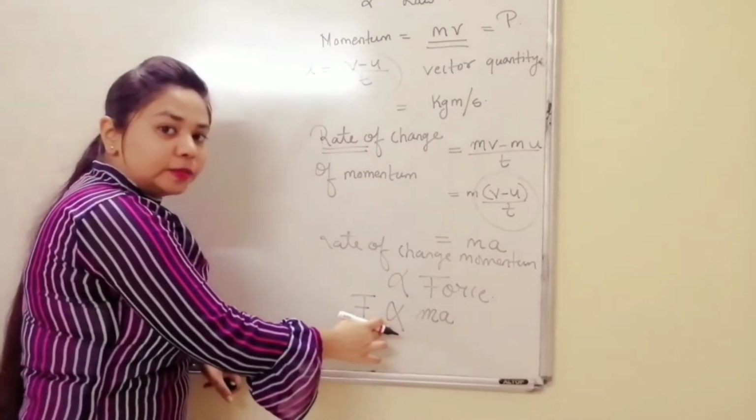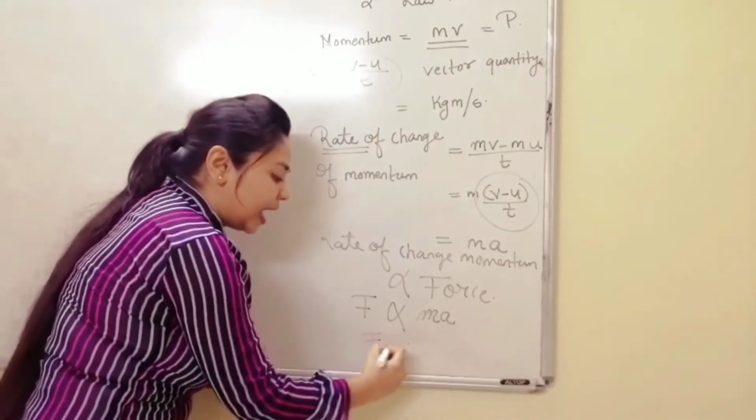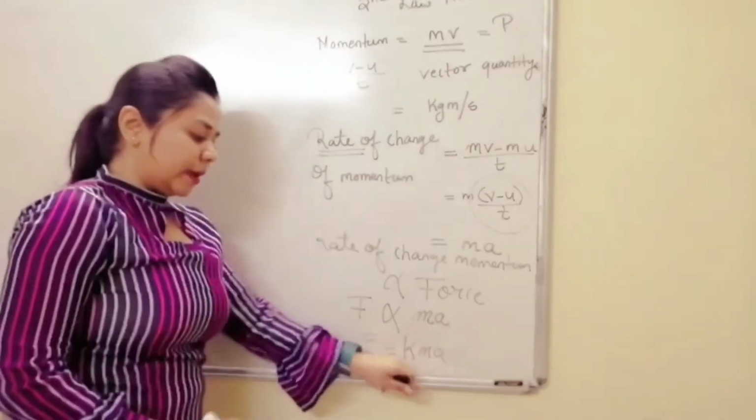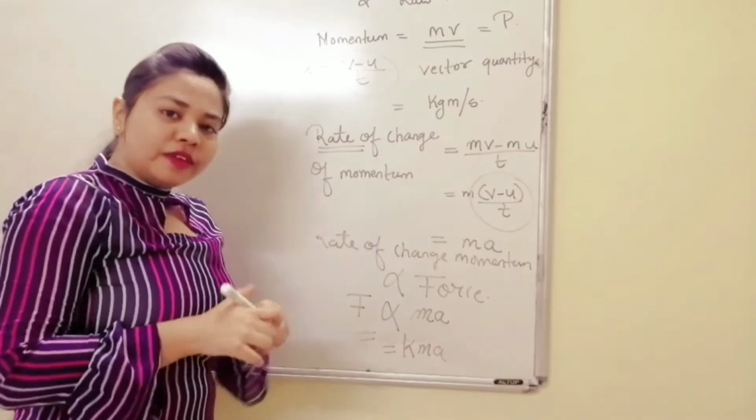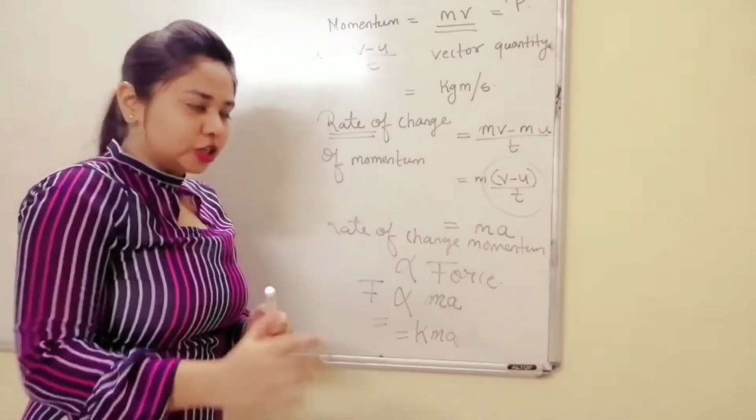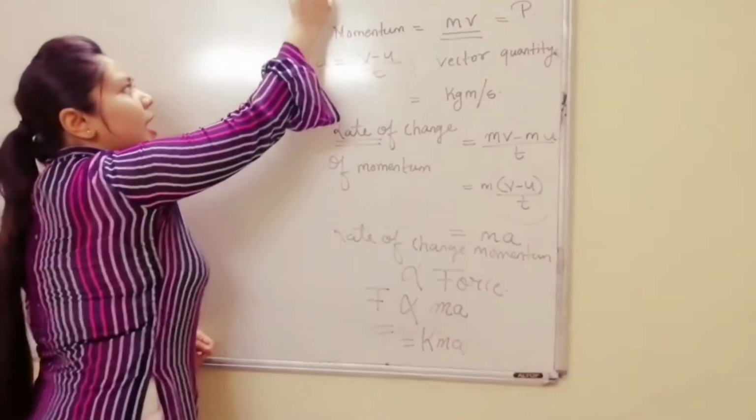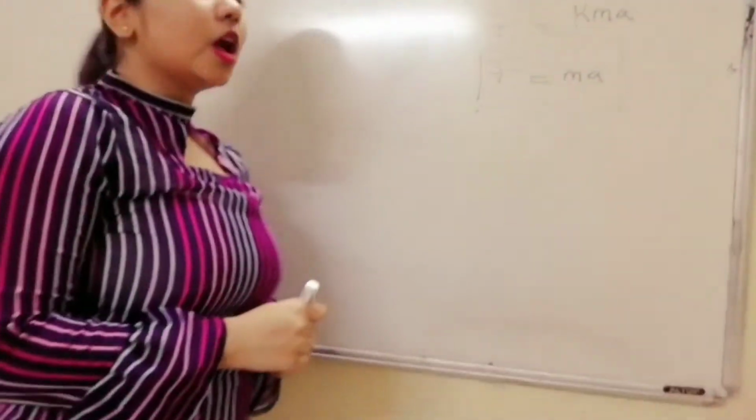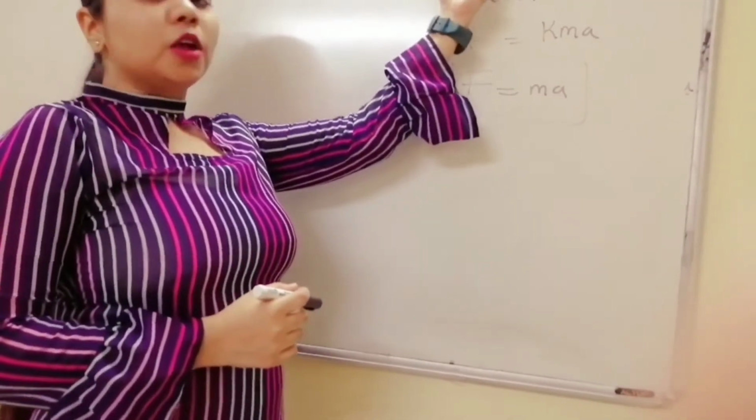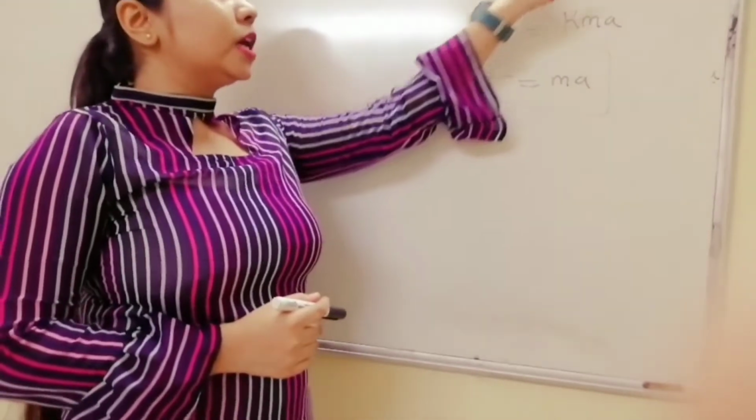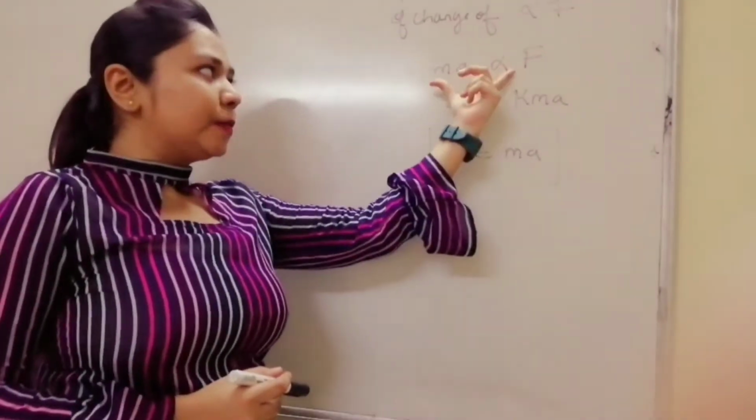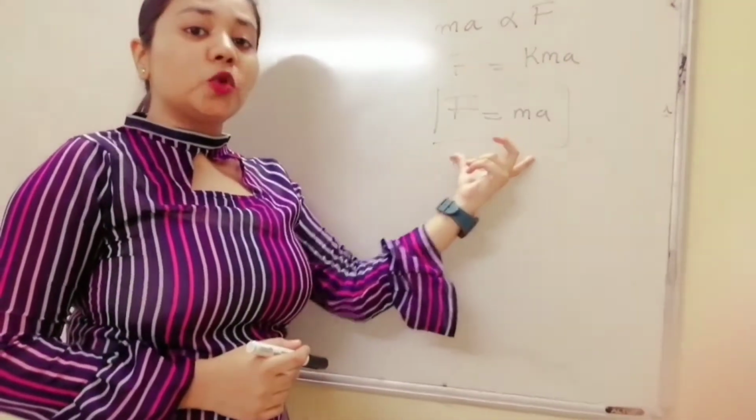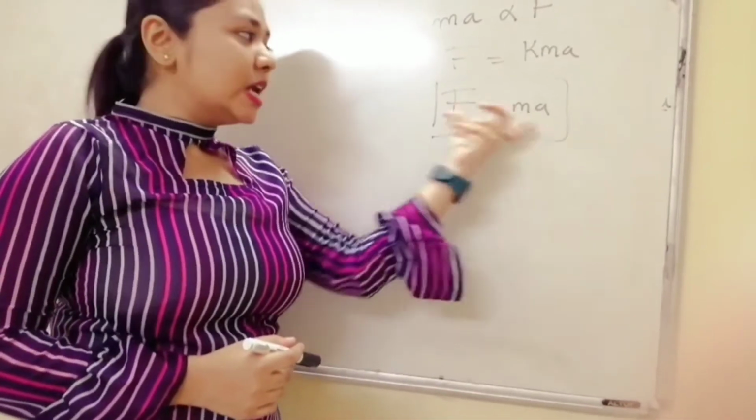To remove this proportionality sign, what we are going to do? We will add a constant. Let's suppose k. So it becomes F is equal to kma. But since this k is always constant, we don't take it into consideration. So the formula for force becomes F is equal to ma. Remember, force is nothing but ma. So in the second law of motion, we study that the rate of change of momentum is ma, which is directly proportional to the force, and therefore force is k into ma, and force is equal to mass into acceleration. This is what you will remember.